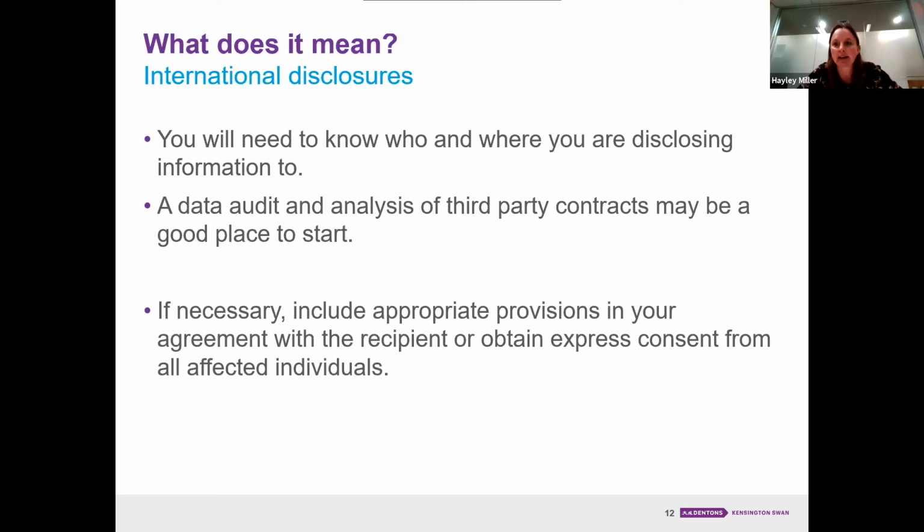So doing an analysis of your contracts is a great place to start. There's a bit of work there. Hopefully, most of you have already started doing that. But if not, that's definitely where I would start, and then working out where your uplift needs to be.